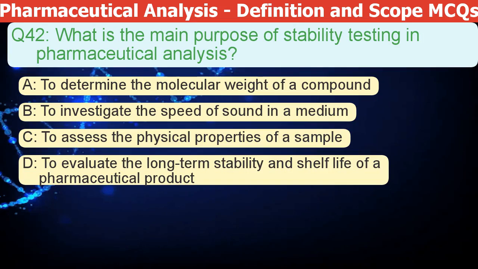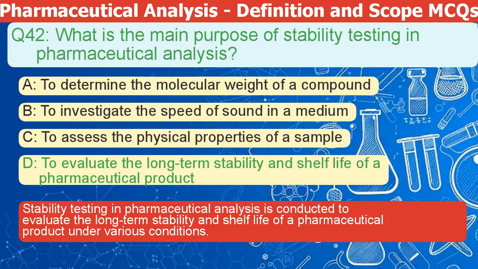What is the main purpose of stability testing in pharmaceutical analysis? A. To determine the molecular weight of a compound. B. To investigate the speed of sound in a medium. C. To assess the physical properties of a sample. D. To evaluate the long-term stability and shelf life of a pharmaceutical product. The correct answer is D. Stability testing in pharmaceutical analysis is conducted to evaluate the long-term stability and shelf life of a pharmaceutical product under various conditions.